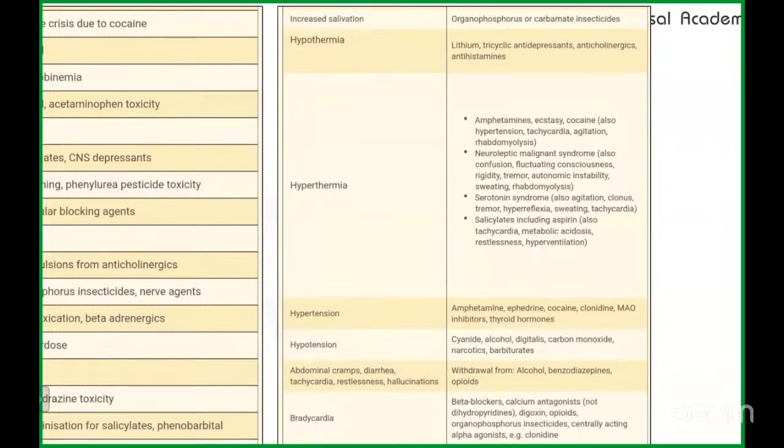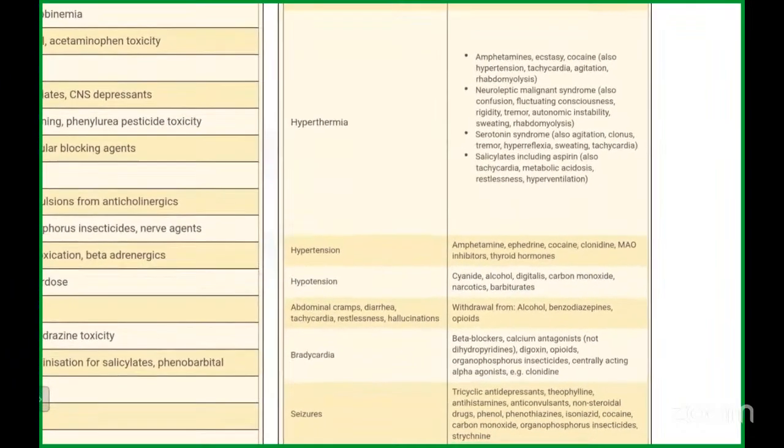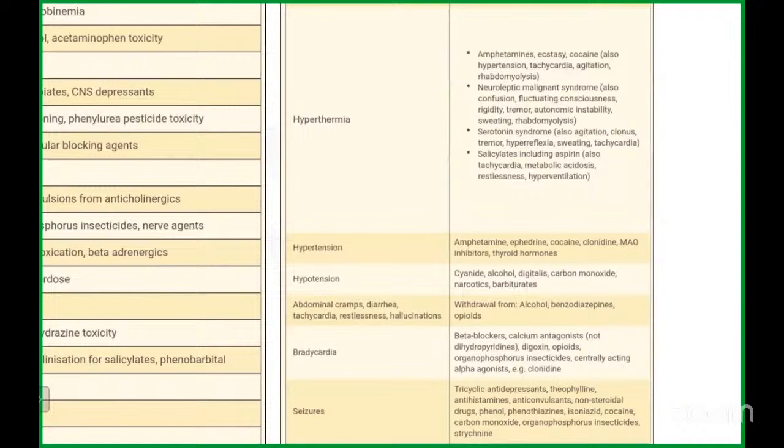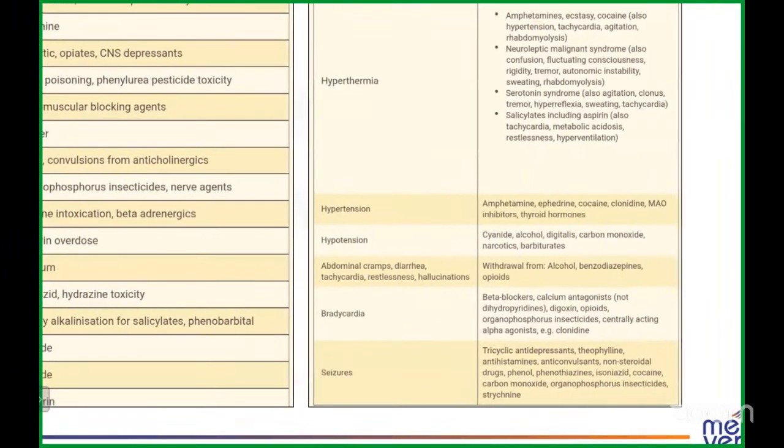Hyperthermia in case of serotonin syndrome is due to the increased flushing that you find. Also, it can be found in neuroleptic malignant syndrome, which can happen following post-anesthetic complications. It can also be found in aspirin poisoning, which can again mimic tachycardia, metabolic acidosis, hyperventilation, and amphetamine poisoning. Hypertension, I told you already, cocaine, MAO inhibitors, tricyclic antidepressants, all of them come with hypertension. Seizures are a very common side effect of TCAs, anticonvulsants, NSAIDs, phenols, isoniazids.